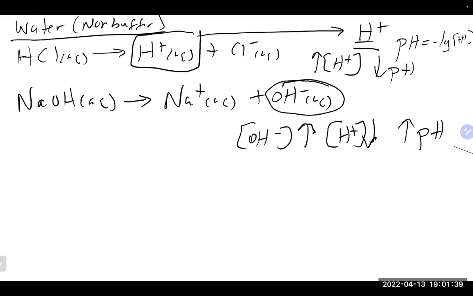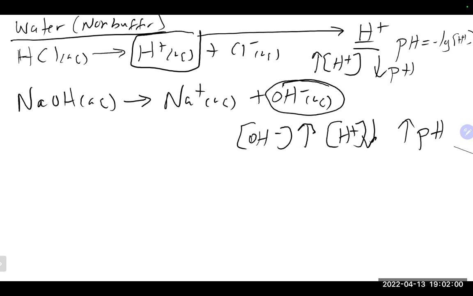Again, if your water started at 7, it may jump to like a 10 or 11 pH, a very big jump, because we basically flooded it with a lot of OH minus, and that decreased the amount of H plus very quickly. Any questions on what happens in a non-buffer situation? Yeah, we should see very big jumps.